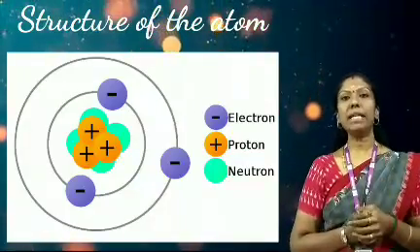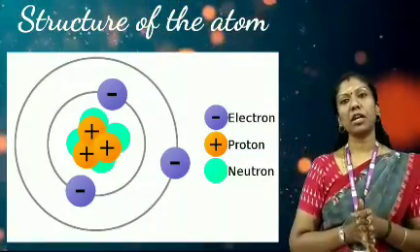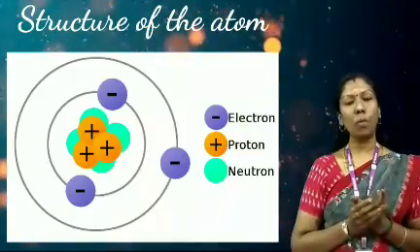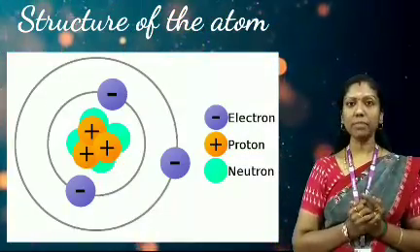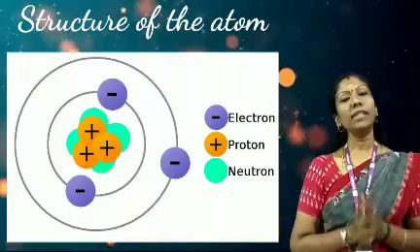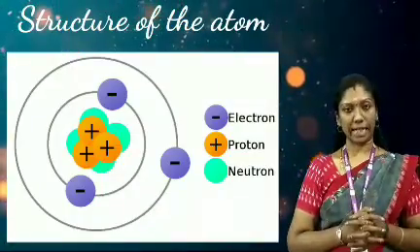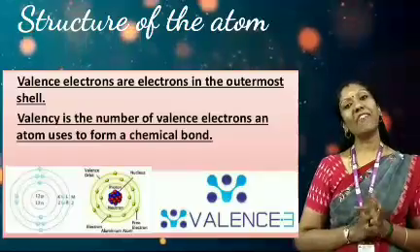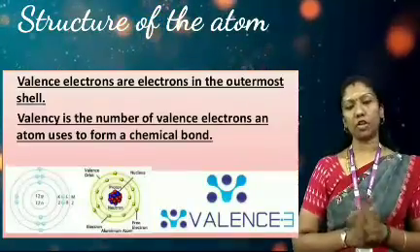Next one is, what is neutron? Neutron, as the name indicates, is neutrally charged, that is, no charge at all. Neutron is the third subatomic particle present inside the atom which carries no charge. This neutron was discovered by the scientist J. Chadwick.